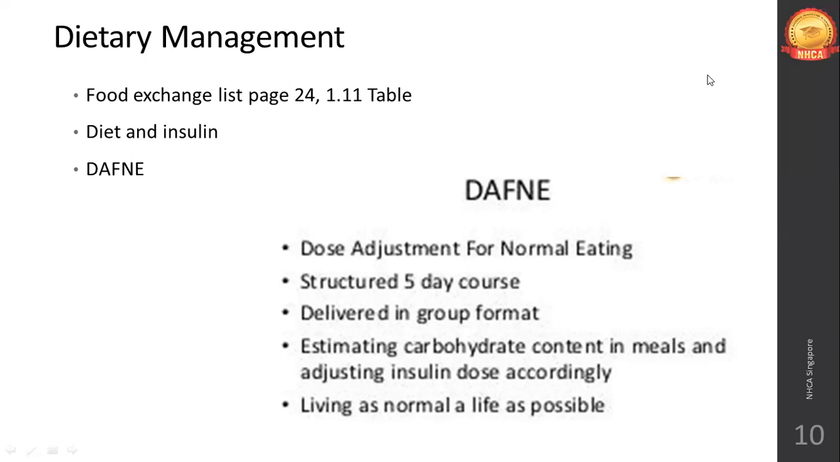Estimating the carbohydrate content in meals, how to estimate it, and adjusting the insulin dose accordingly will be taught to the patients. And with the help of DAFNE, diabetic patients can live as normal a life as possible on insulin.